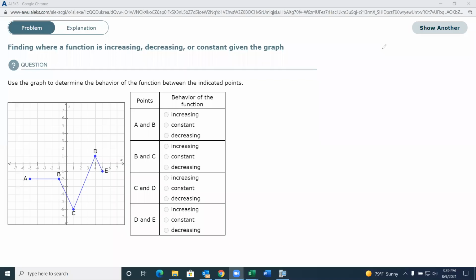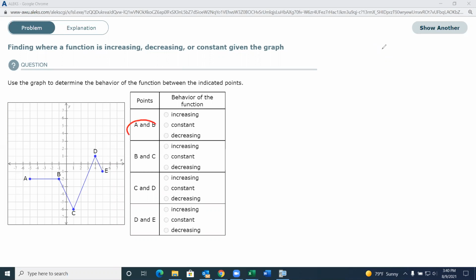Okay, so now let's talk about where a function is increasing and decreasing. It all has to do with slope. If it's increasing, it's positive slope. If it's decreasing, it's negative slope. If it's horizontal, it's constant slope, or the function is constant. In other words, the function values are remaining the same. The y values are remaining the same.